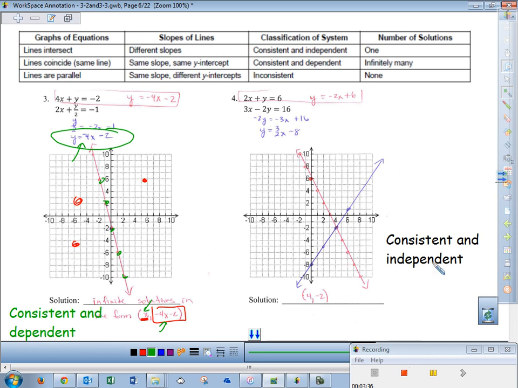There was an answer, so it's consistent. There was only one answer. Let's go to the back side. You can do it on ones that you don't graph either. Did you get an answer? Yes or no? If you say yes, that's consistent. How many answers? Was there one answer or infinite answers? So classify just those top 4, 5, 6, 7, 8 on the back side. Classify them.